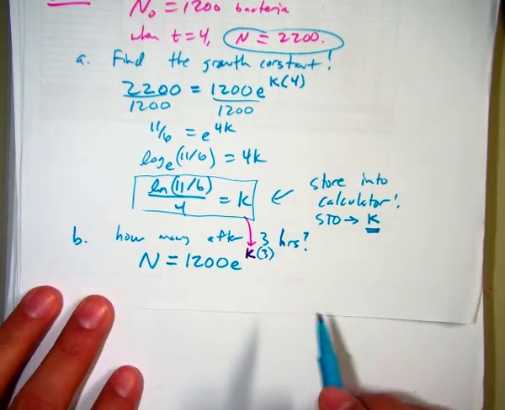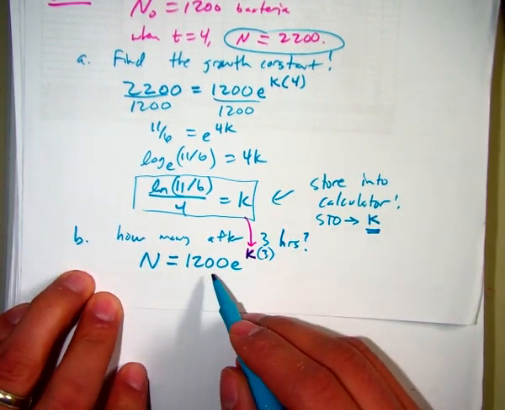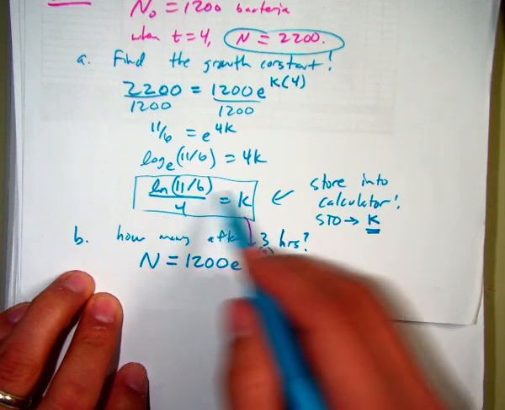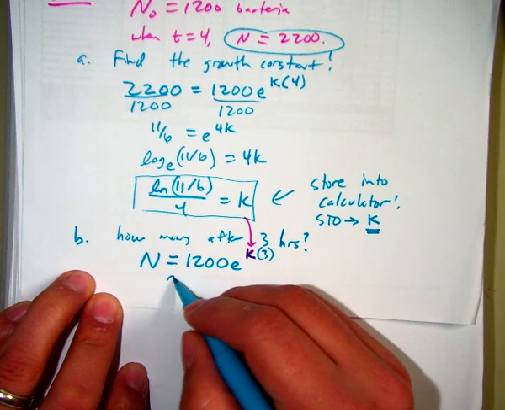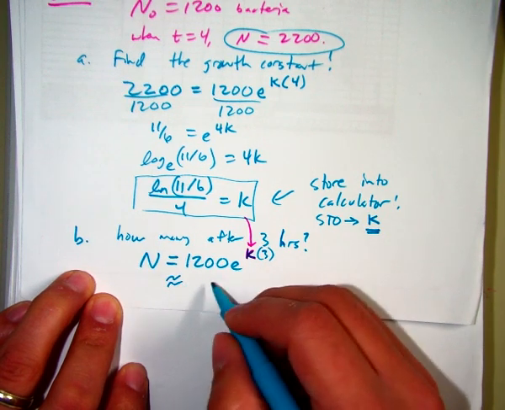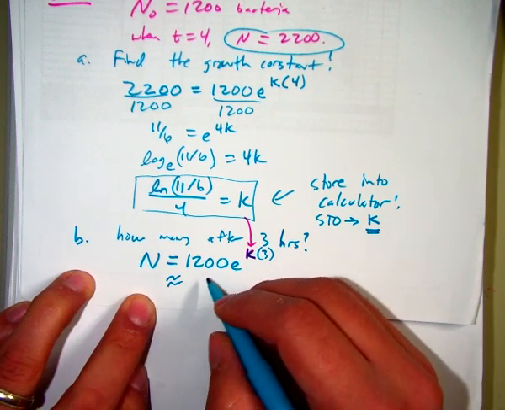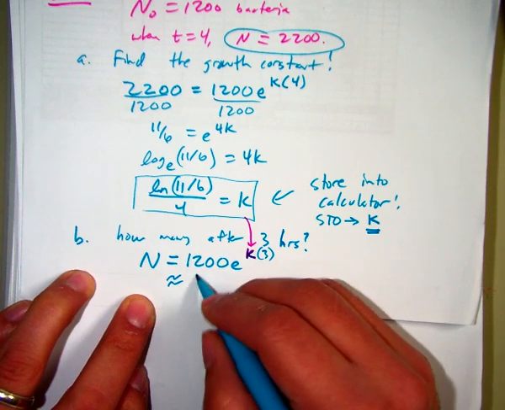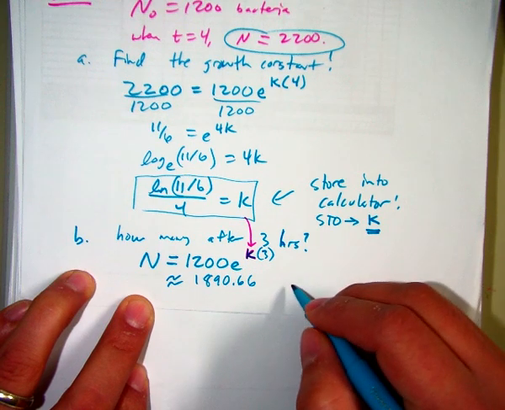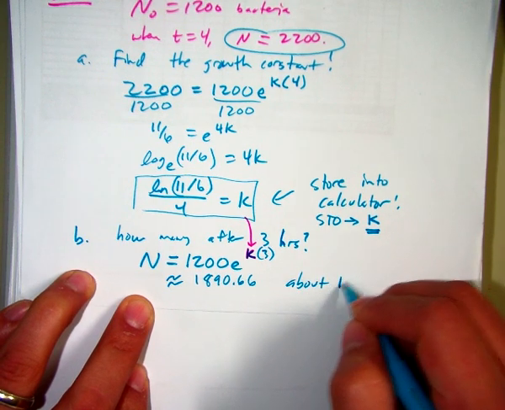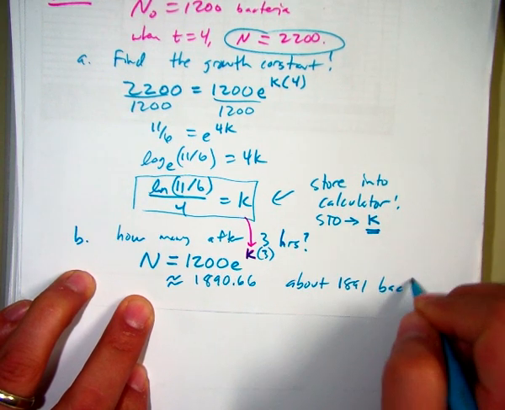On the calculator, you're just going to type in 1200 e, and either you store this into a constant K or you type it all in again. To save time, I'm not going to do the calculations because I've already worked them out, but you should get about 1890.66. So we'll say about 1891 bacteria.